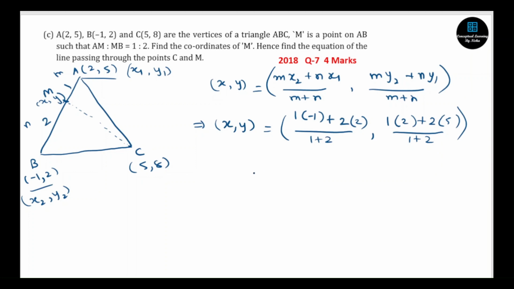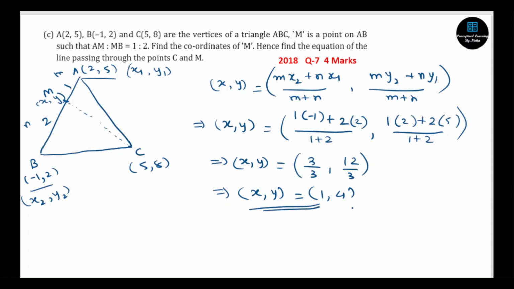So what do we get when I simplify this? x, y equals -1 plus 4. So I'll get 3, 3 upon 3, and here 2 and 5 to the 10, 12 upon 3. When I simplify, what do we get? x, y as 1, 4. Correct? We'll get all the same values. Alright.